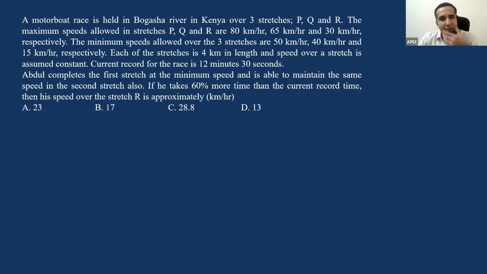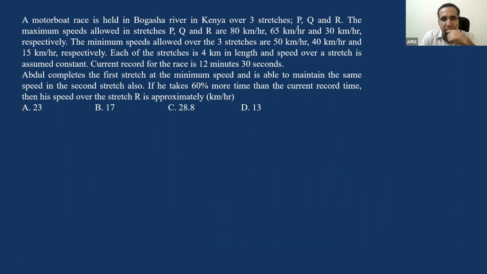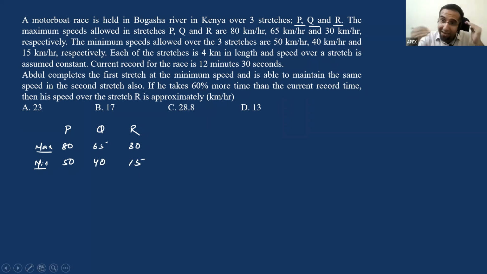Okay. Now let's look at this question again. This question says a motor boat race is held in the Bogsha River in Kenya over three stretches, that is P, Q, and R. So I have three stretches called P, Q, and R. There are maximum speeds involved. The maximum speed with P is 80, with Q is 65, and R is 30. Whereas the minimum speeds given to me are 50 kilometers an hour, 40 kilometers an hour, and 15 kilometers an hour. Right.